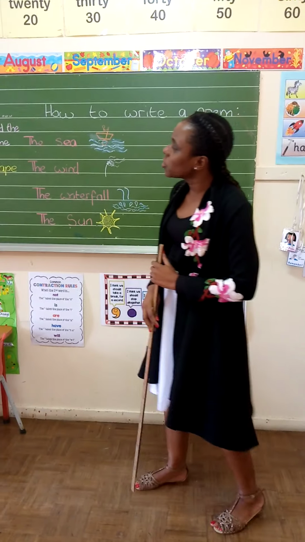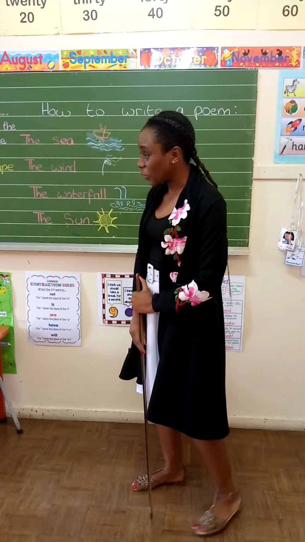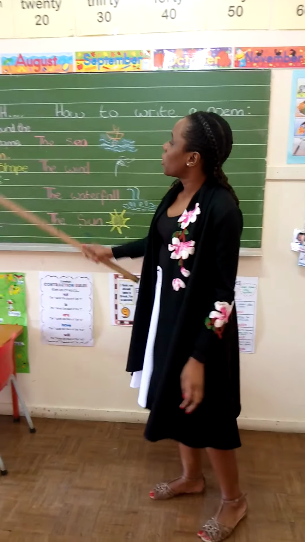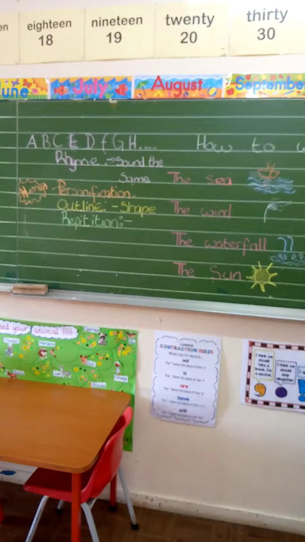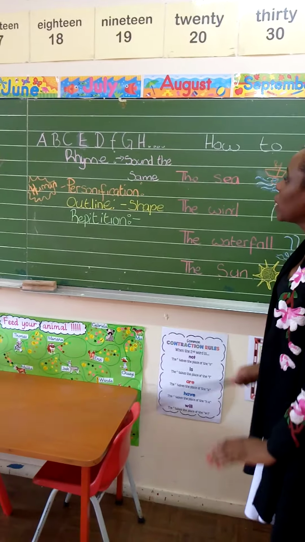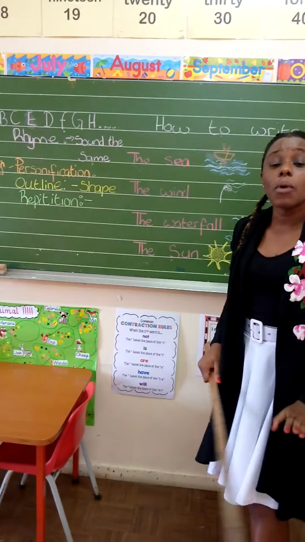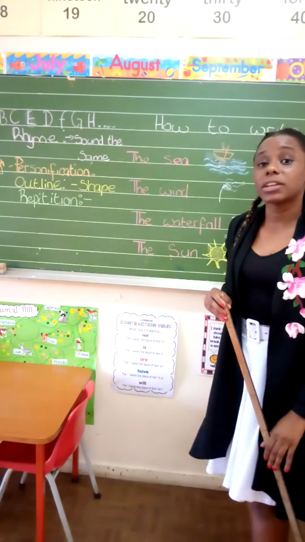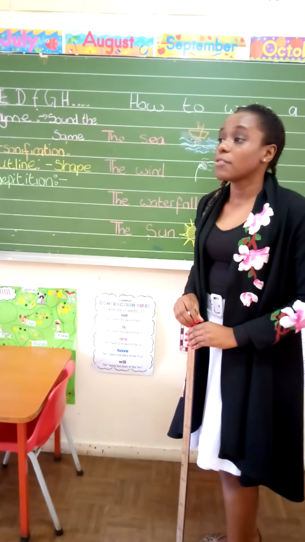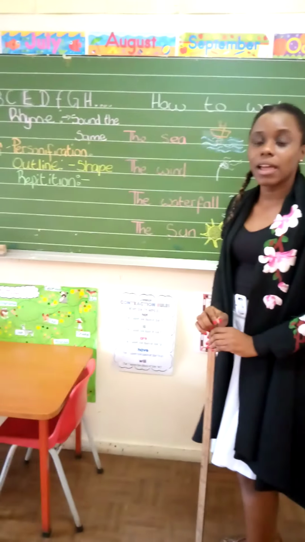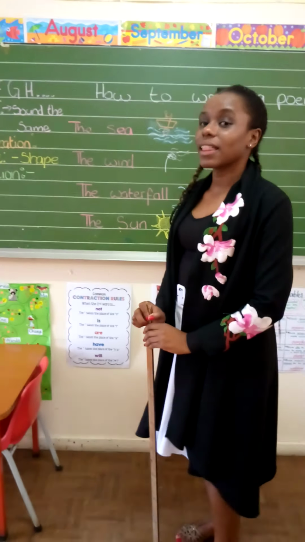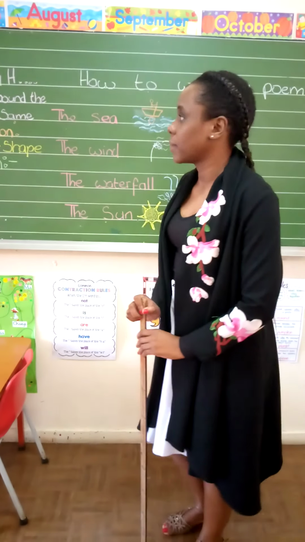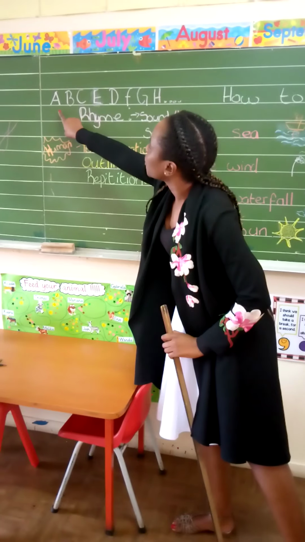But I want us to look at something else. Alright? Let's look at rhyming words. To write a good poem, you might need some rhymes. So let's try, what do we mean by rhyme? A rhyme is a word that has got the same sound as another word. For example, cat, mat, sat, bat, they all sound the same.